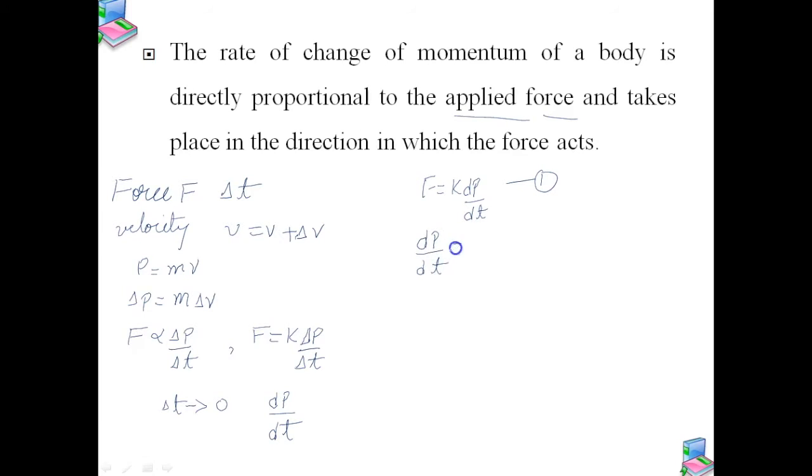For a body of fixed mass, we consider this derivative dp by dt, where p is the momentum, given by mass into velocity, isn't it? We know that the rate of change of velocity is given by acceleration. So now we can write the second law of motion as F is equal to k into m a, which shows that force is proportional to the product of mass m and acceleration a.